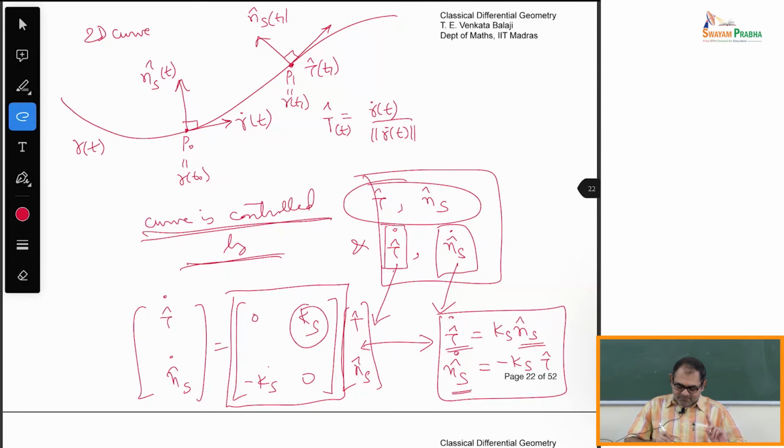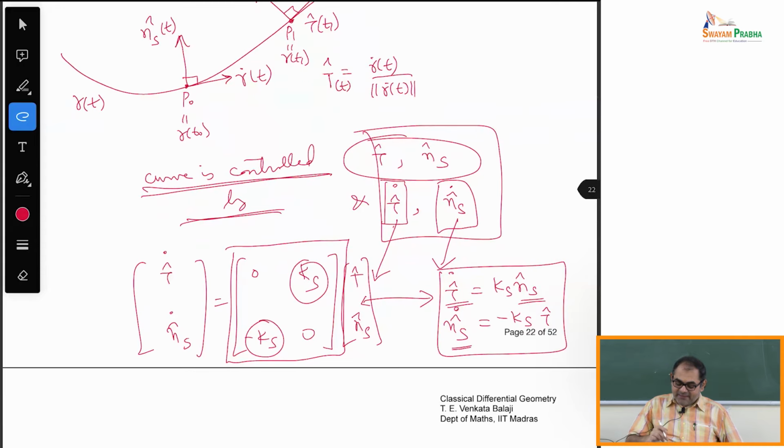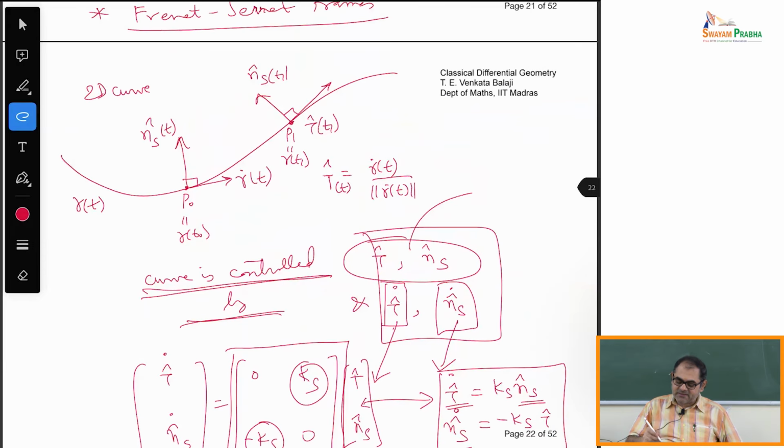What I want you to appreciate is that this kS, the signed curvature, comes here. You see, the signed curvature is so important. The sign of the curvature keeps track of the dynamics of the curve. The signed curvature gives rise to this matrix differential equation, for which the curve is the unique solution up to rigid motions. So you see, you have this very beautiful thing, and therefore this T hat N hat is called the Frenet-Serret frame.